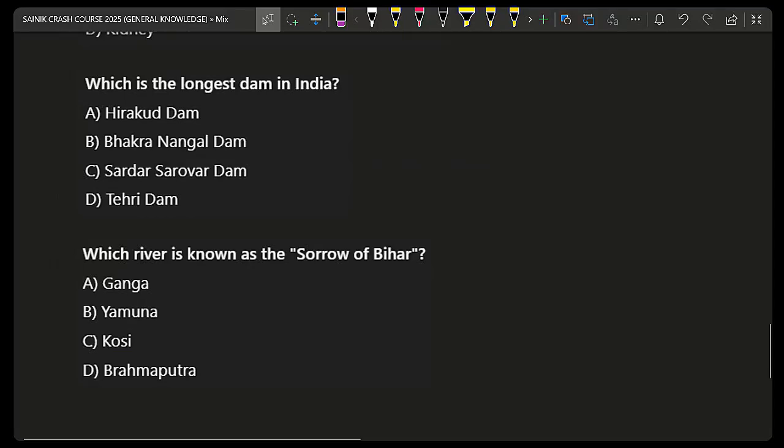And time up. Two students gave Brahmaputra, wrong answer, two students gave Yamuna, wrong answer, three students said Ganga, wrong answer, and 11 students gave the correct answer. It is Kosi. The Kosi River frequently causes floods in Bihar, leading to loss of life and property. And the last question of today's class.